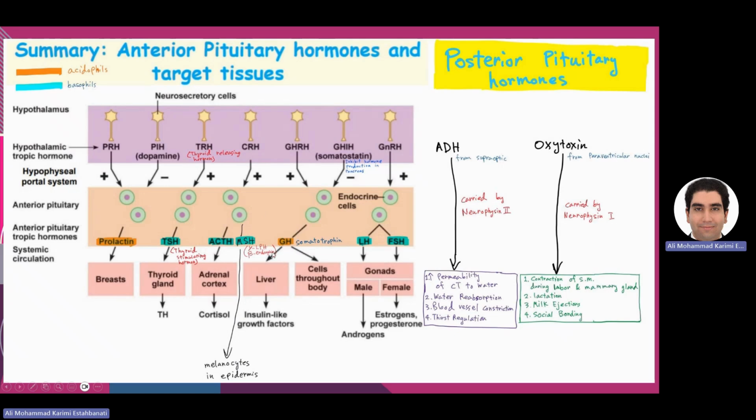Growth hormones go to our liver or cell bodies, and they cause the cells to proliferate and divide and more cells to be produced. Okay?